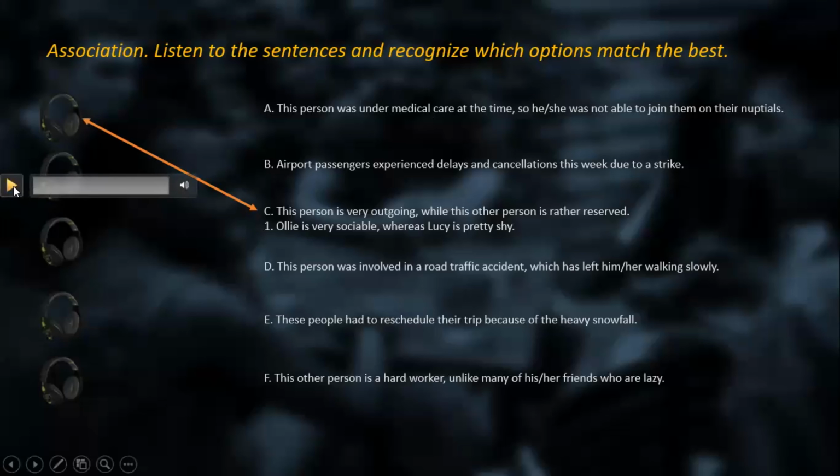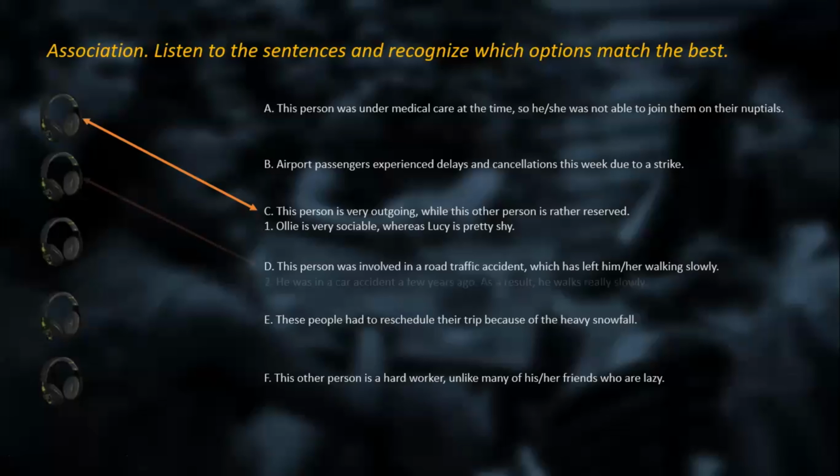In number 2, this is the audio. He was in a car accident a few years ago. As a result, he walks really slowly. D, teacher. Please read that one. This person was involved in a road traffic accident, which has left her walking slowly. For sure, this is the best paraphrasing. Help me with the next one.